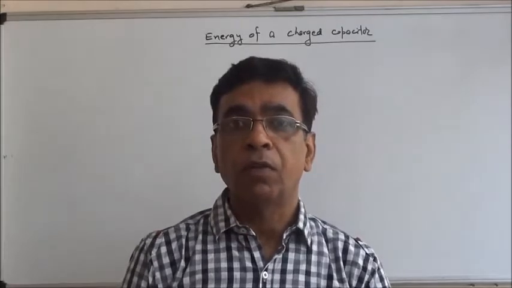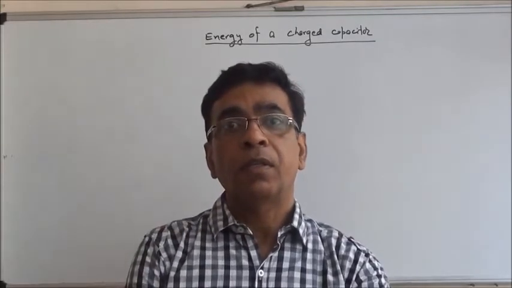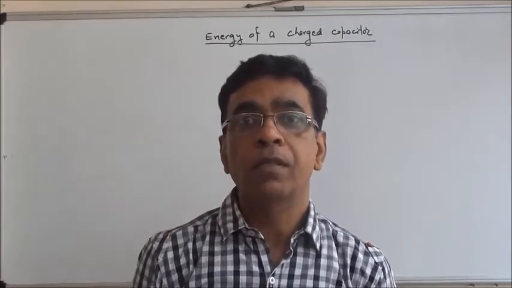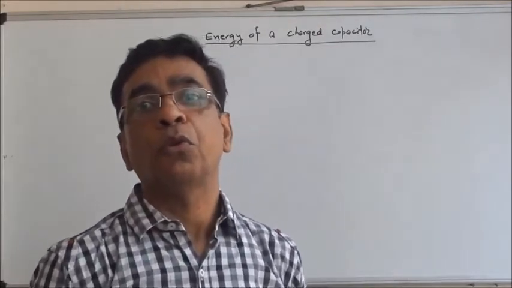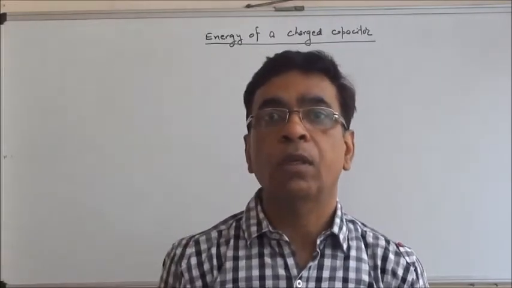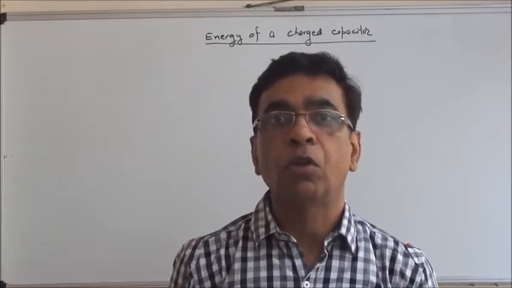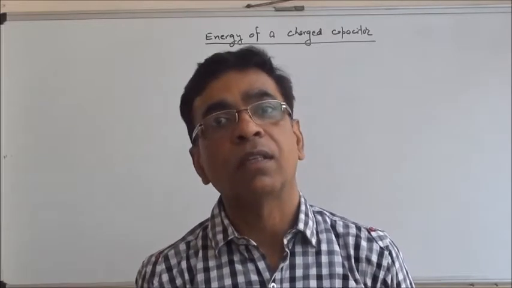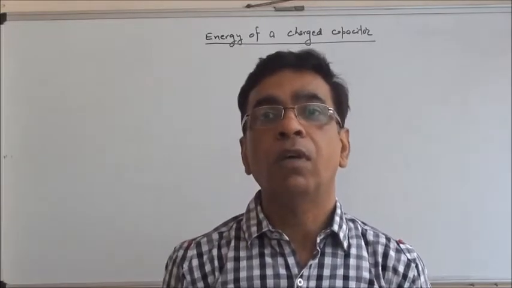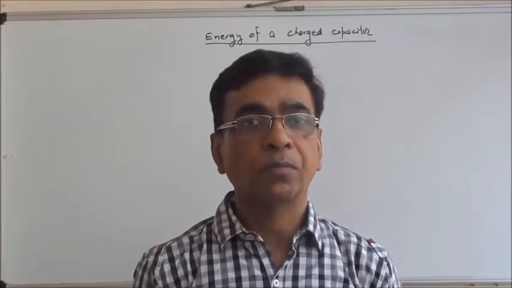So we have done so far that a capacitor has two plates and is used to store charge. The net charge on the capacitor is always zero because one plate has positive charge and the other plate will have an equal amount of negative charge.